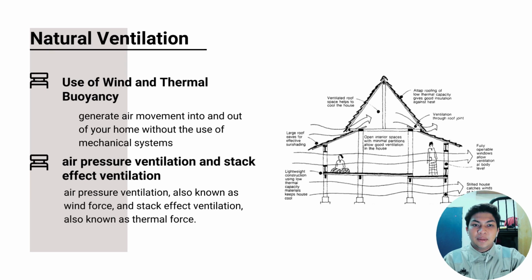Natural ventilation in buildings can often be divided into two categories: air pressure ventilation, also known as wind force, and stack effect ventilation, also known as thermal force. The horizontal air movement that occurs when air flows into a structure as a result of the difference in air pressure between the inside and external environment is known as air pressure ventilation. Since the air inside is significantly warmer, the cold air will flow through the windows, doors, or building claddings into the room.